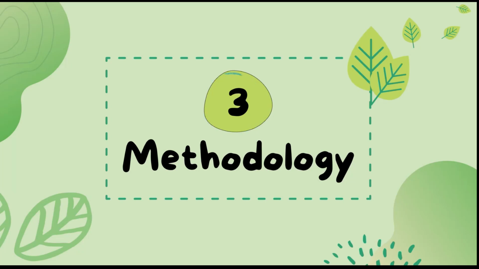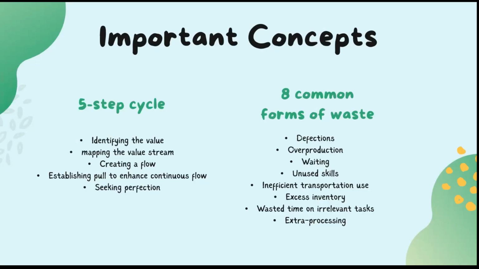Now we'll cover methodology. Here are some important concepts. There is a 5-step cycle. First, identifying the value, mapping the value stream, creating a flow, establishing pull to enhance continuous flow, and seeking perfection. Here are 8 common forms of waste: defects, overproduction, waiting, unused skills, inefficient transportation use, excess inventory, wasted time on irrelevant tasks, and extra processing.